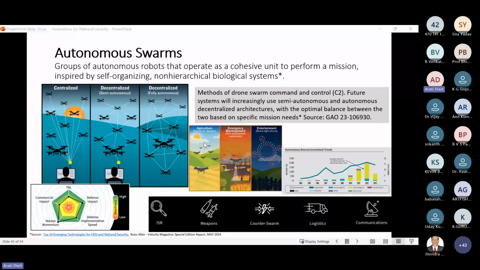So these vehicles can really be of great help to find out what are possible areas of impact and how we can optimize resources to solve or to minimize the impact of fire in this region. And also in entertainment, I'm sure many of you might have seen these robotic dances or different formations done by robots in the sky. Yeah, something like that. So these are autonomous swarms and methods of drone swarm command and control.